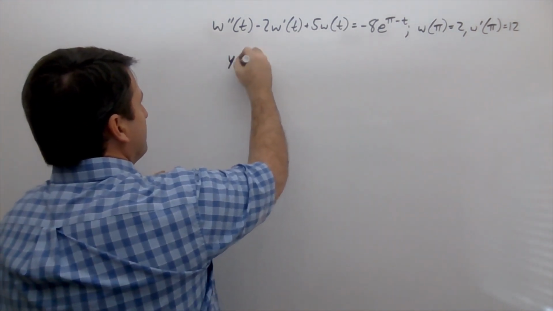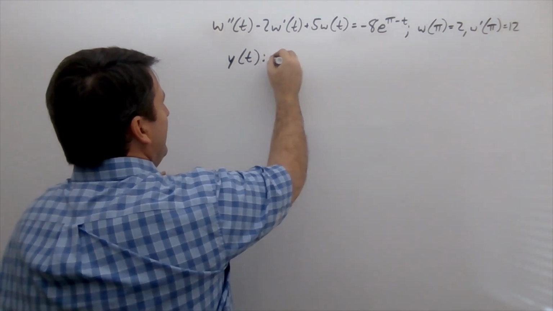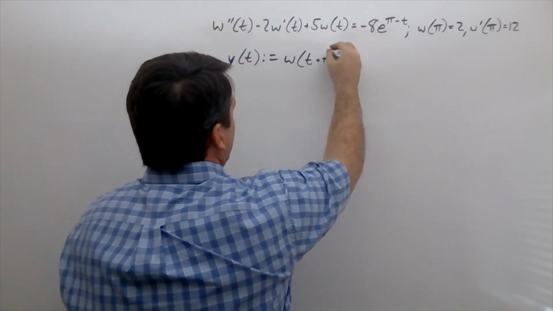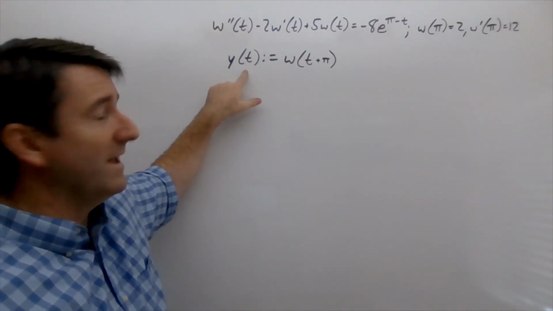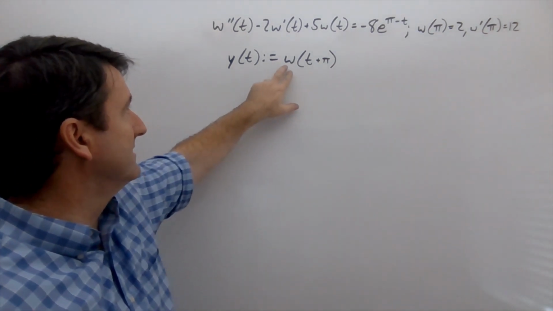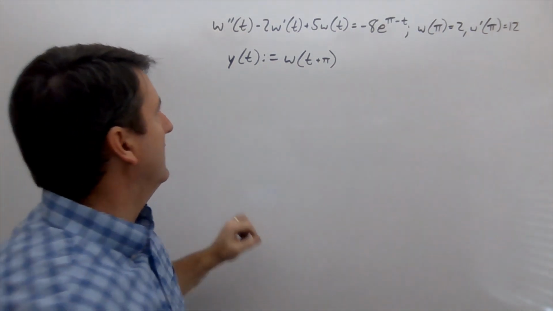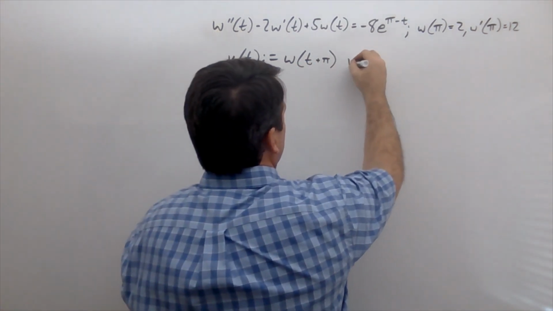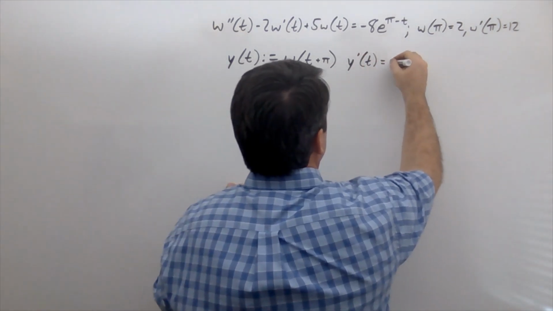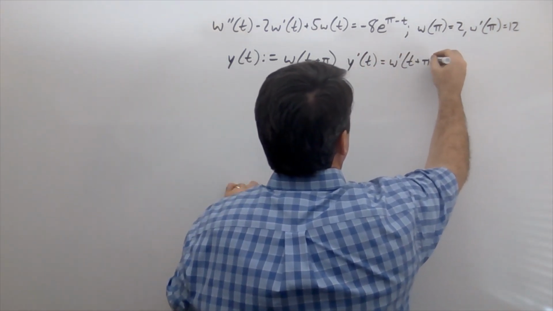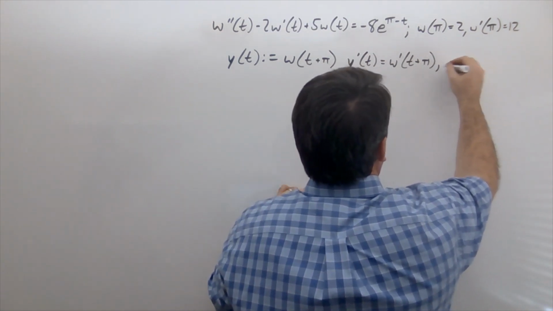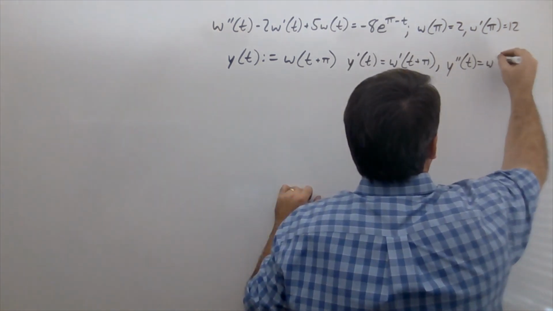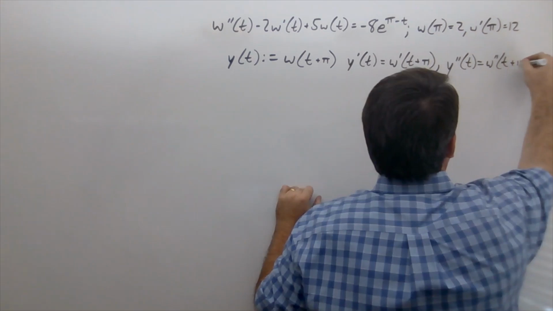Let's call it y of t. We're going to define that to be w of t plus pi. And so now you can see that y of 0 is going to be the same as w of pi. And if y of t is this, then y prime of t is going to be w prime of t plus pi, and y double prime of t is equal to w double prime of t plus pi.